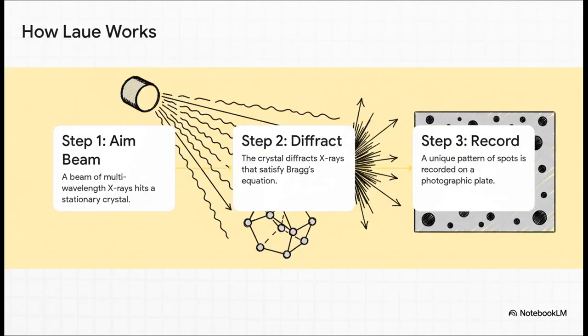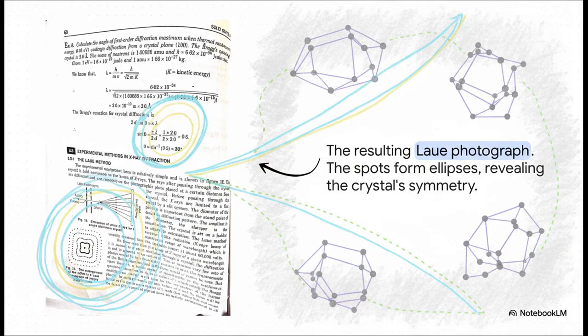Now here's the key. Because you have so many different wavelengths hitting the crystal all at once, you're pretty much guaranteed that some of them are going to strike the atomic planes at that perfect angle for diffraction. Those successful hits then shoot off and create this unique pattern of spots on a detector. And this is the kind of result you get.